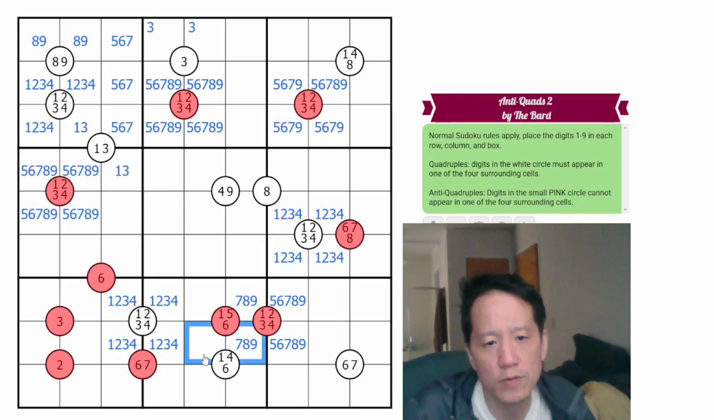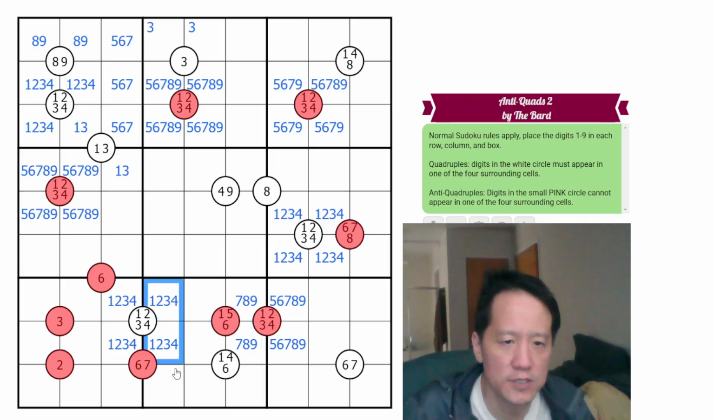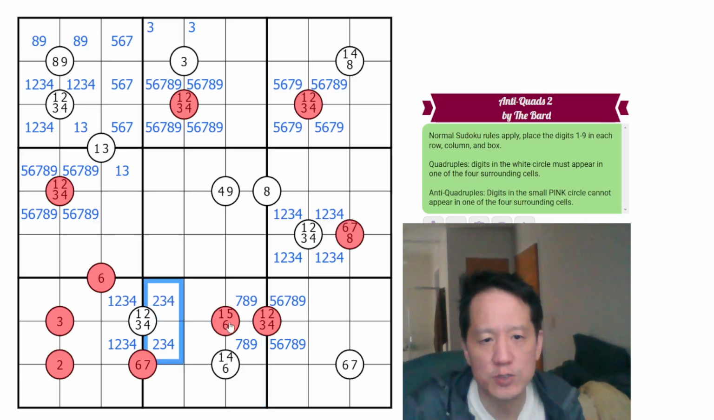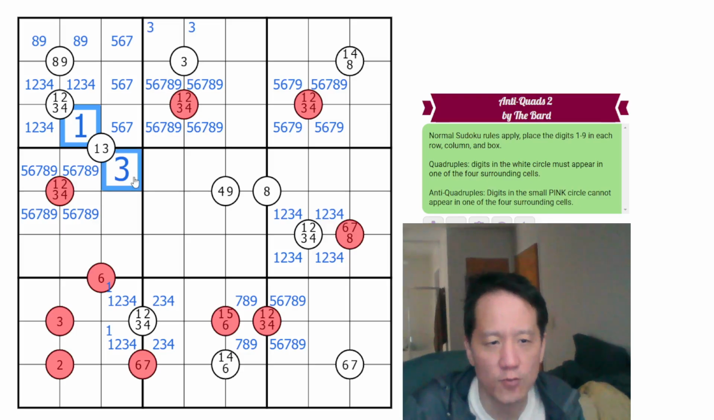We know in this box, 1 has to be in the surrounding cells of these 4 cells. So this cannot be 1, which means in these 4 cells, where is a 1? It has to be here. So therefore, this can no longer be 1, which makes that a 3. That 3 means this has to be a 1, because you have to have a 1 and a 3 surrounding this quadruple cell. So this can't be 1.